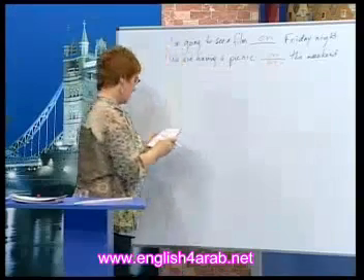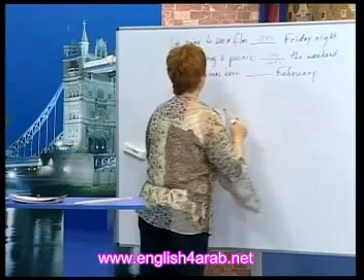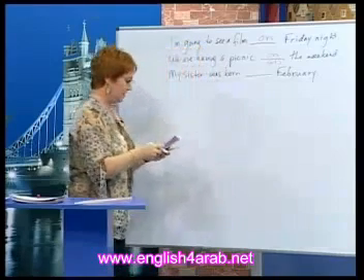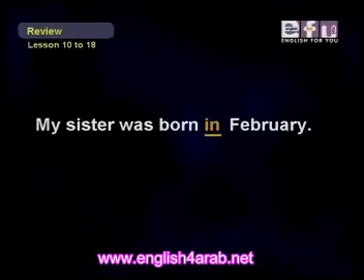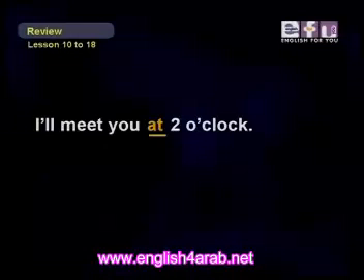Okay, now here's another one. My sister was born February. This is her birthday. Okay, this one is for Ali. My sister was born in February. In February, yes. Okay, here's another one. I will meet you 2 o'clock. This one is also for you, Ali. I'll meet you at 2 o'clock. Yes, I will meet you at 2 o'clock.